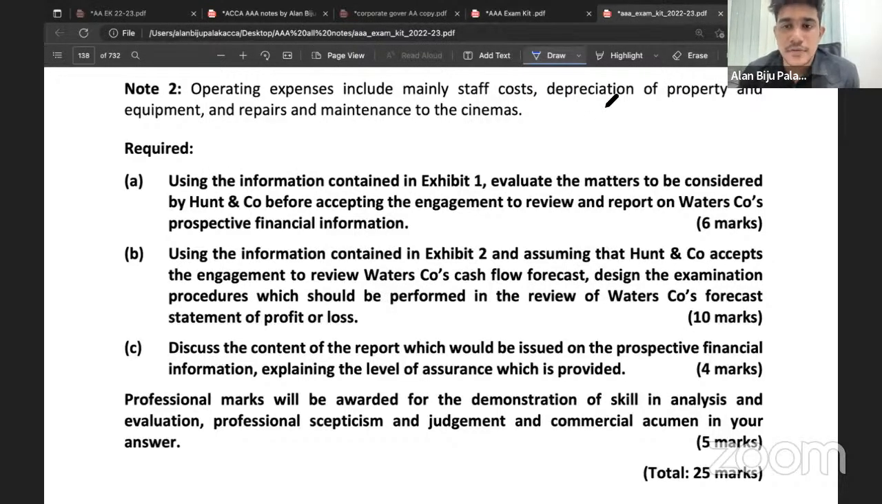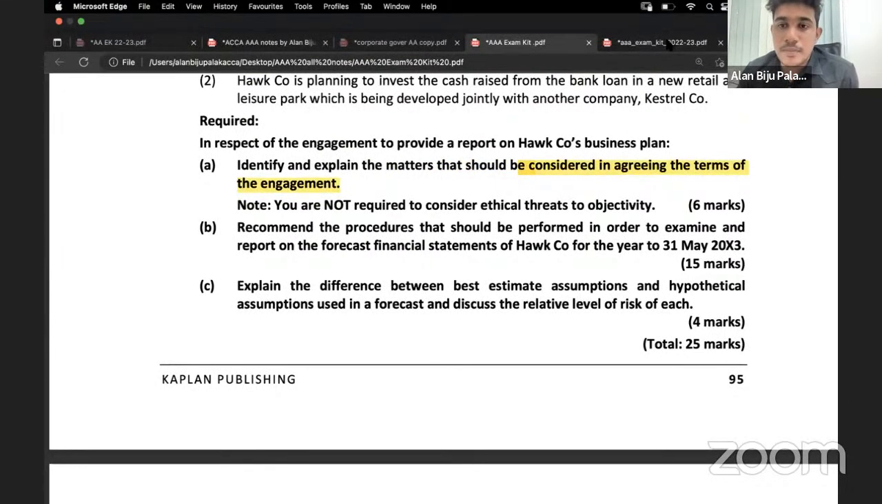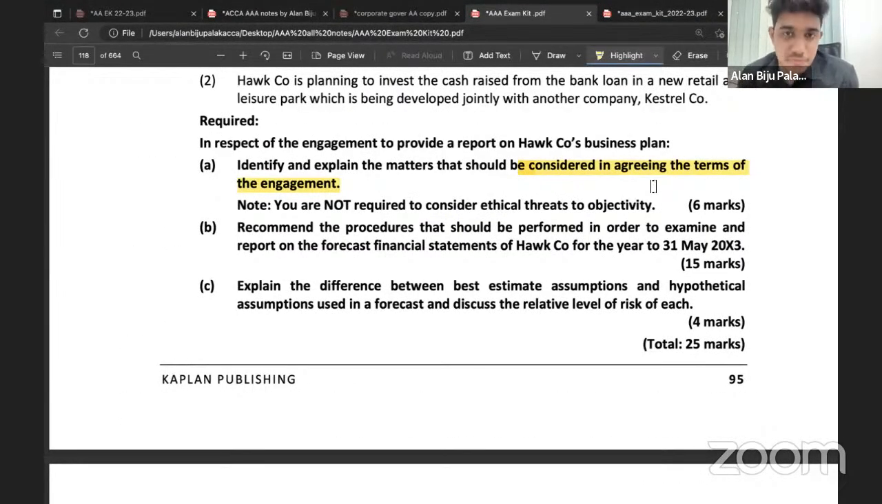In the earlier question, they asked us to identify the matters that the auditor should consider before accepting the engagement. In this case, it's the matters the auditor should consider in agreeing the terms of the engagement. Before accepting the engagement and before agreeing terms of engagement are entirely different. So when you are planning to agree to the terms of an engagement, what will you be considering? Definitely the terms. Where will we have the terms for an engagement? We'll have them within the engagement letter.